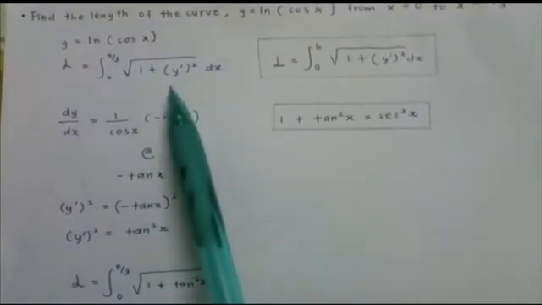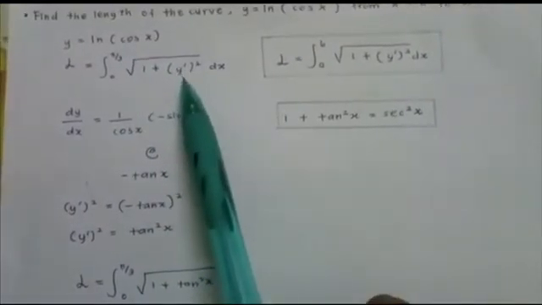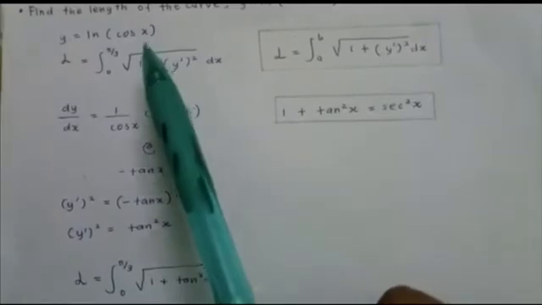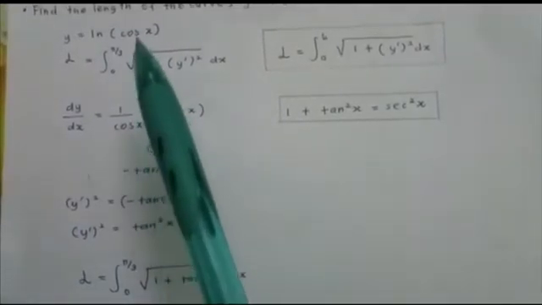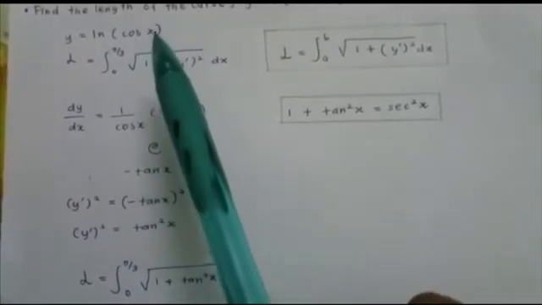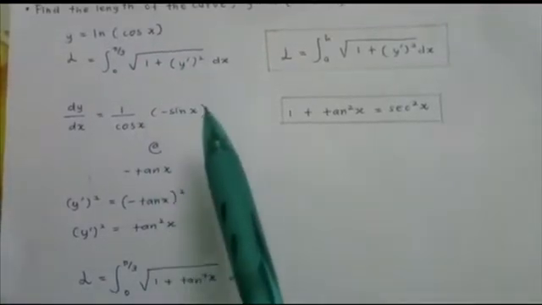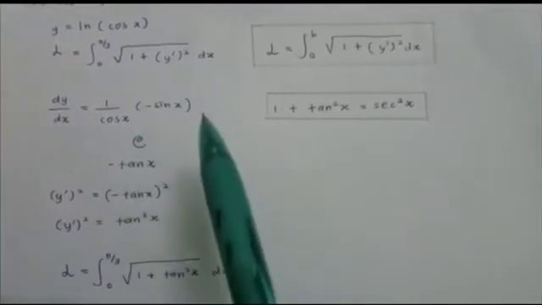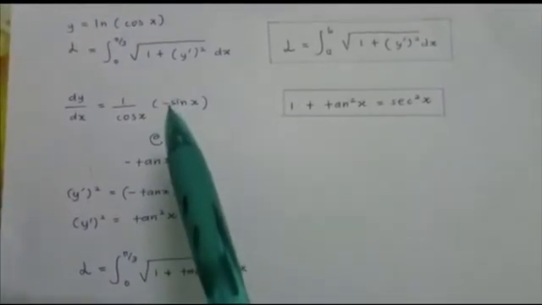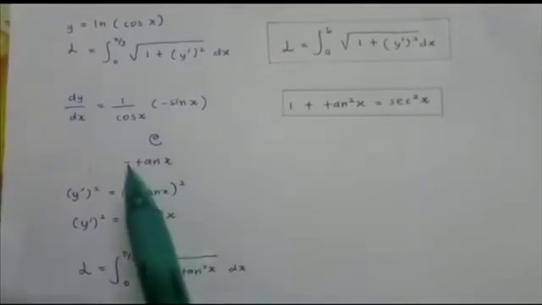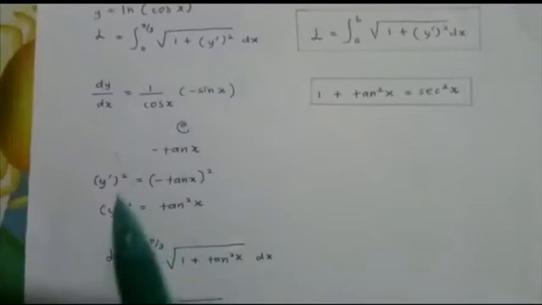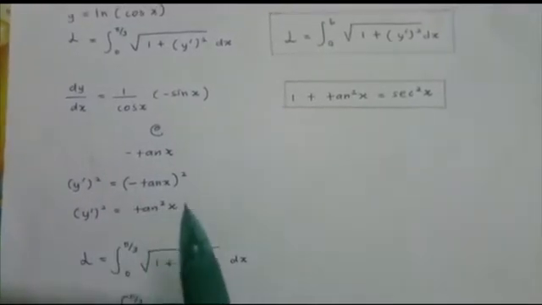So what we need to do is the differentiation of y. When we differentiate ln cos x, it will become 1 over cos x, and we differentiate in the bracket, cos x will become negative sin x. As we can see here, sine over cos is equal to tangent, and here is the negative sign, so it will result in negative tangent x. If we square the differentiation of y, it will become tangent squared x.